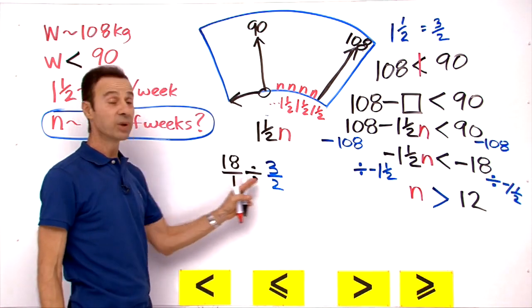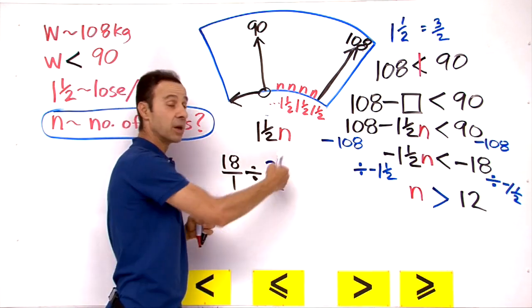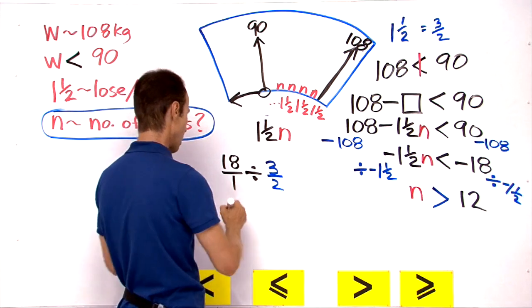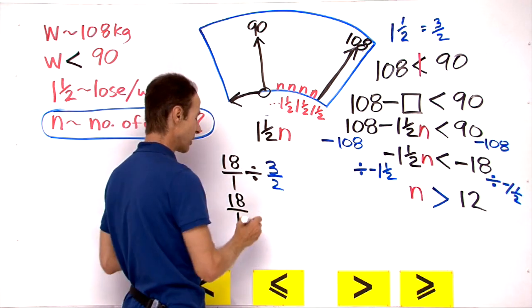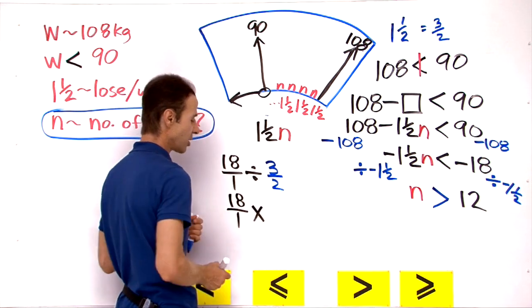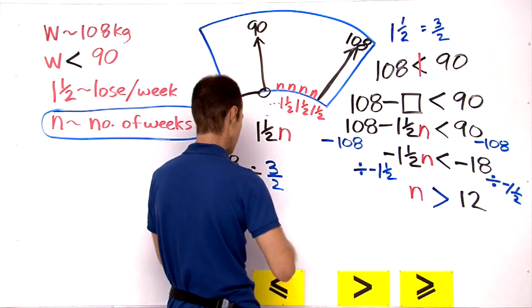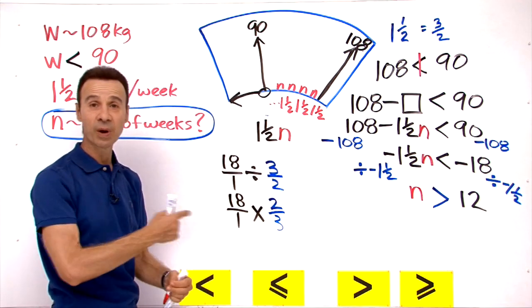Now when we divide, many of you know with fractions, you can also multiply by flipping or reciprocating this particular fraction. So I'm going to do that. I'm going to flip it upside down, where numerator becomes denominator, and change it to a multiply. So 18 over 1 times 2 on 3. We've just flipped it upside down. All we have to do is multiply.